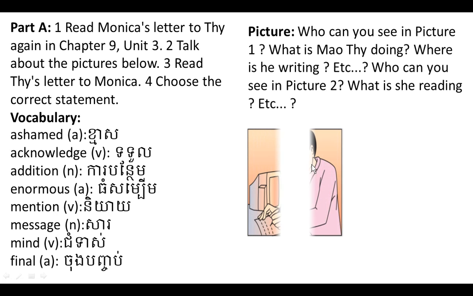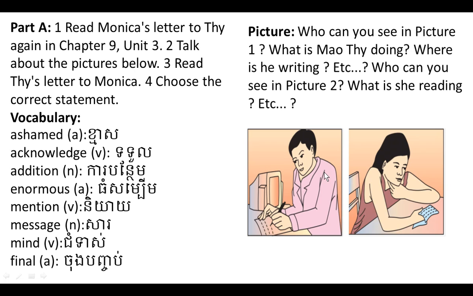Look at the picture, everyone. There are two pictures, about Malti and Monica. This is Monica. This is Malti. Who is in picture 1, and who is in picture 2? Picture 1 is Malti, and picture 2 is Monica. What is he doing? Malti is writing a letter to Monica. And what is Monica doing? Monica is reading the letter that he sent to her.